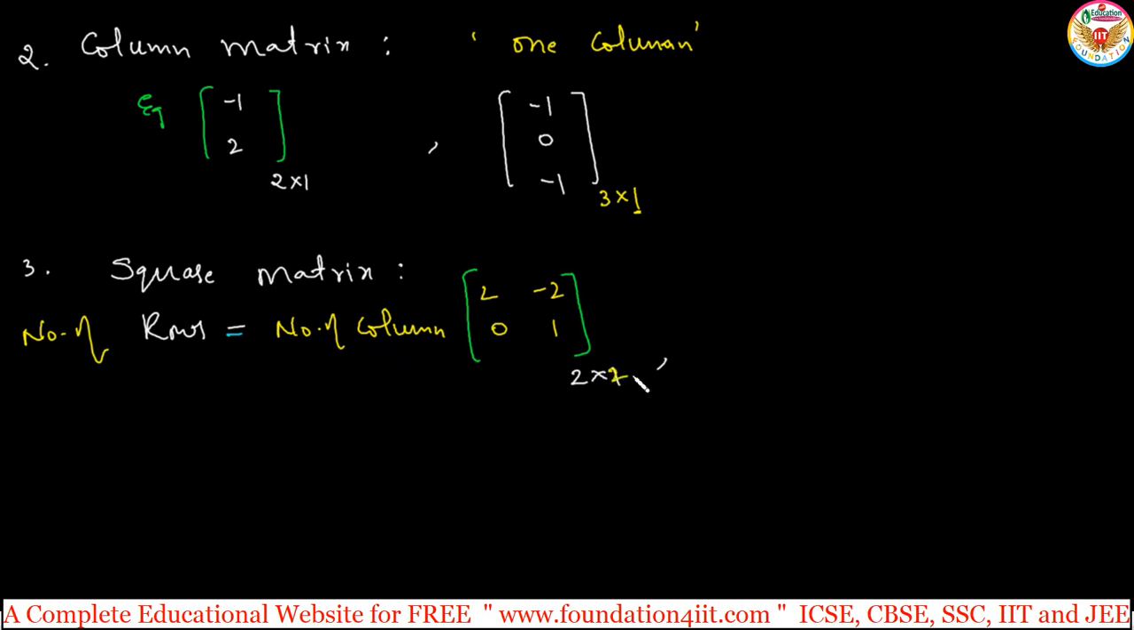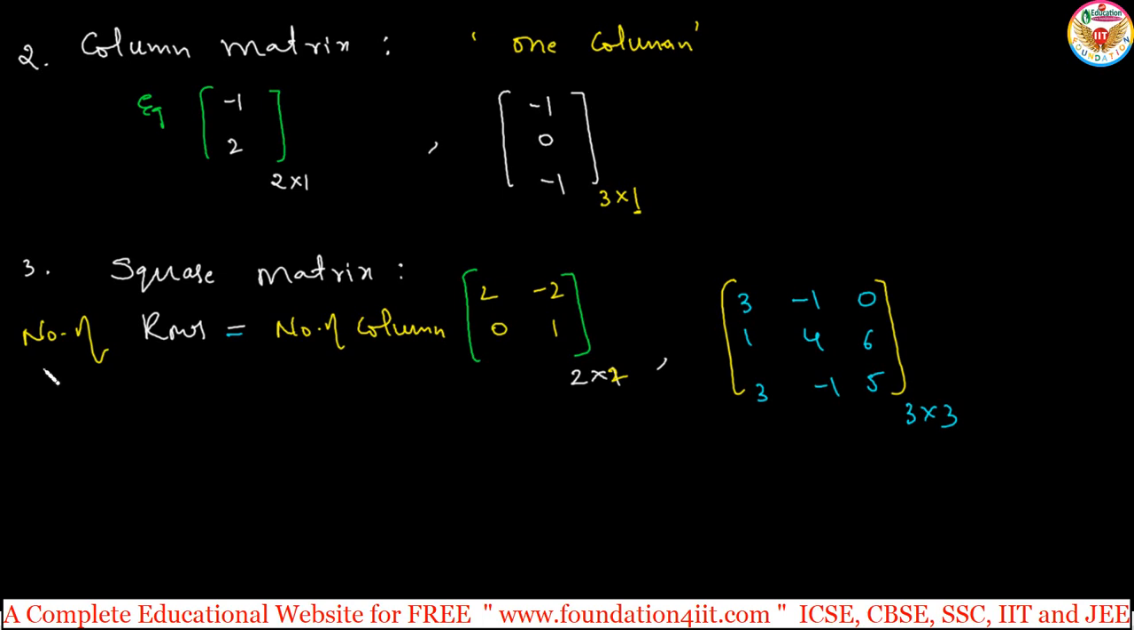Even this, 2 rows and 2 columns. Let us take one more. 3 rows and 3 columns: 3, -1, 0; 1, 4, 6; 3, -1, 5. There are 3 rows and 3 columns, right? A matrix which has an equal number of rows and columns is called a square matrix.